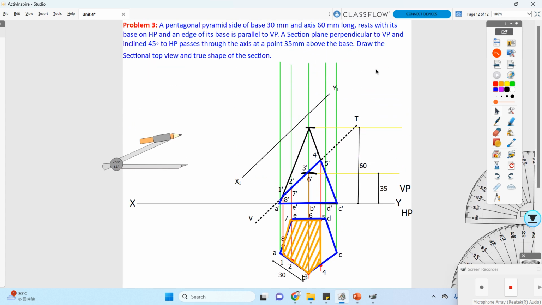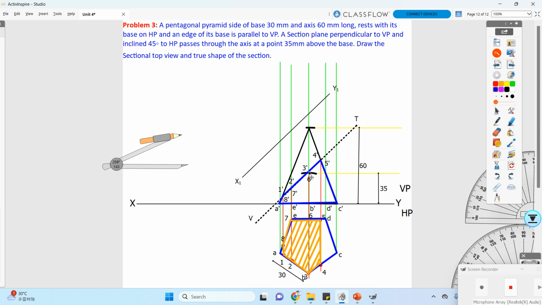Okay, so what we are going to do is that we consider the height of the pyramid as 60. So I take my compass, place in the middle of my base and cut an arc intersecting my points to create my pyramid. My pyramid outer surface is created. In your question, they have provided that a section plane perpendicular to VP and inclined 45 degree to HP passes through the axis at the point above the base, 35 mm above the base. So above the base means from here. So from here 35 mm I am taking the measurement and cut an arc.